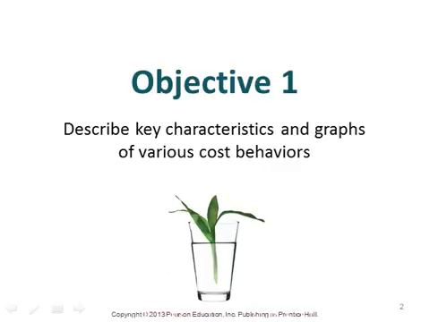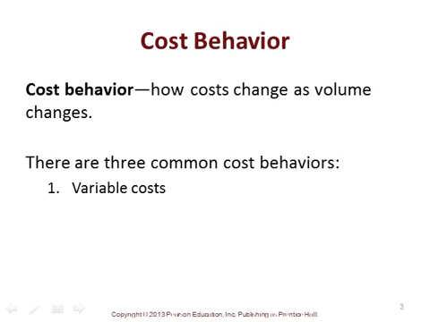And so the first objective we have is that we want to talk about what are the key characteristics and graphs of various cost behaviors. And again, when we talk about cost behaviors, we're talking about how do costs change as volumes change. So do costs increase as volume decreases? Do costs decrease as volume increases? What happens to total cost as volume changes? And we generally think of three common cost behaviors, and you've probably heard these before in other classes: variable cost, fixed cost, and mixed costs.